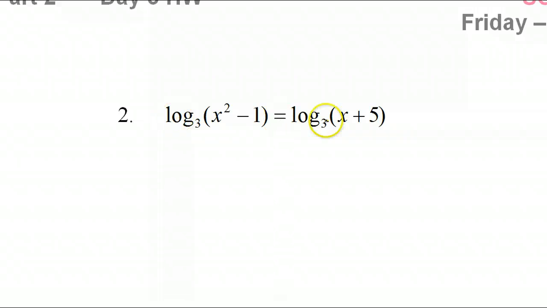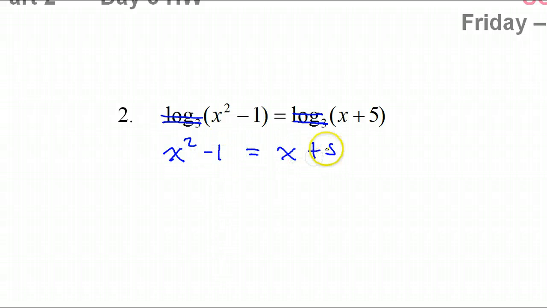Now, looking at this using the same type of technique, we have log base 3 and log base 3 on both sides, so we can drop those out. And so we've got x squared minus 1 is equal to x plus 5. Now you see the x squared and the x. This is a different kind of problem. There's no way to get x by itself.